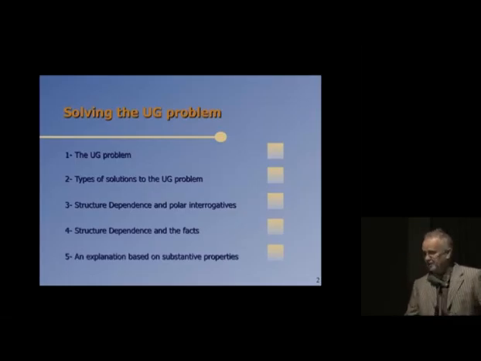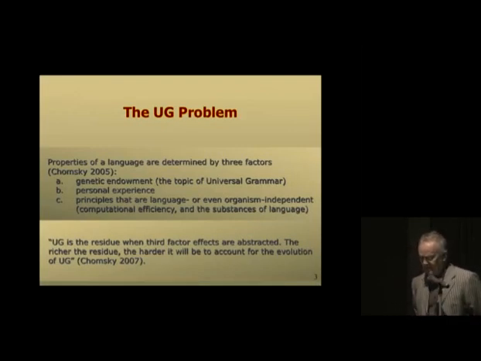So, what is the UG problem? As we were just told, and Chomsky reminded us in 2005, properties of language are determined by 3 factors. There's the genetic endowment, and this is the topic of universal grammar. There's personal experience, whatever we're exposed to.